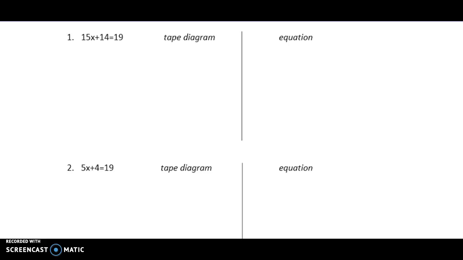Okay, so the first one, number one, you see the first thing they ask for is a tape diagram. How would we show 15x plus 14 equals 19? I think you know by now that 15x would be represented by 15 boxes, each of them having an x in it, and then also 14 other boxes. Okay, so I guess we better get started then.